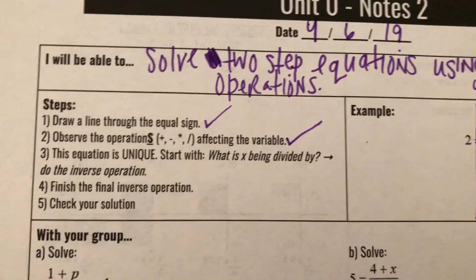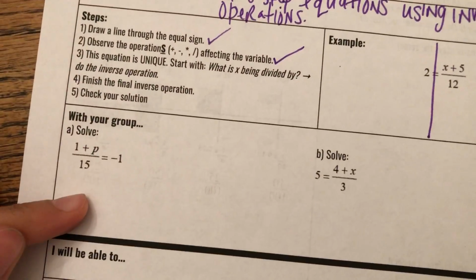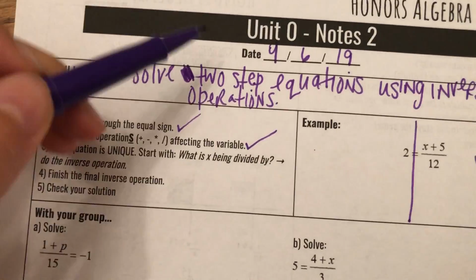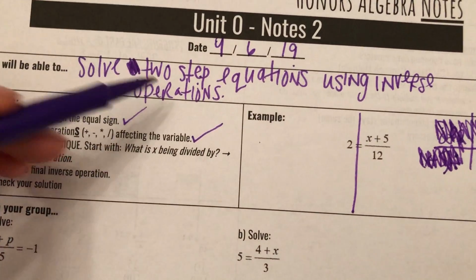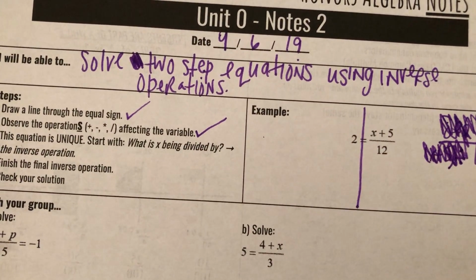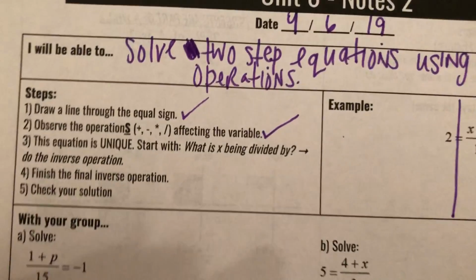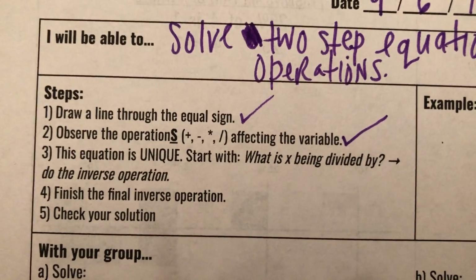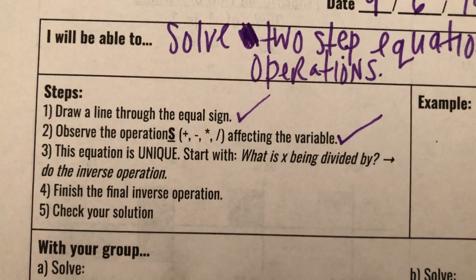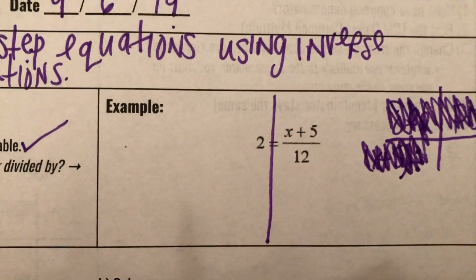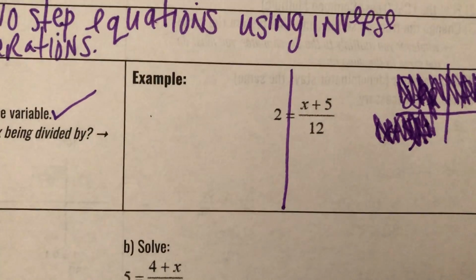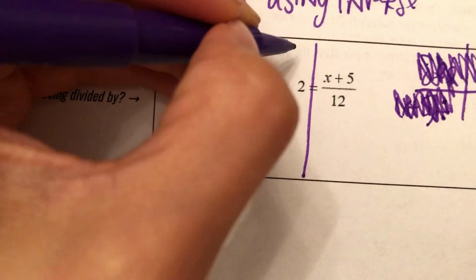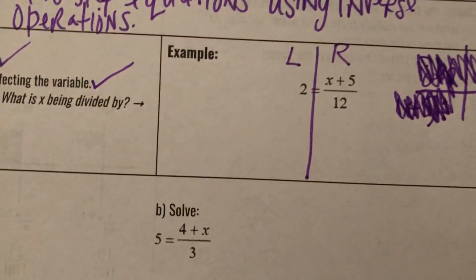For the I will be able to box, by the end of this section, I will be able to solve two-step equations using inverse operations. Let's take a look at our steps. Our first step says to draw a line through the equal sign. So let's draw a line through the equal sign. Let's then also label the left side with an L and the right side with an R.